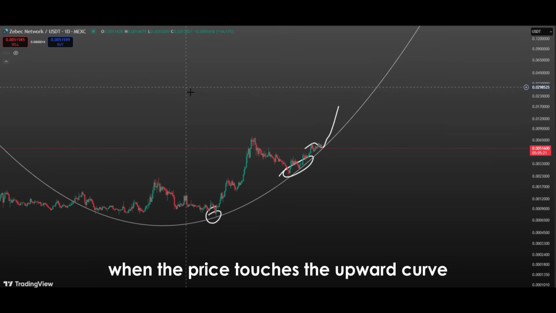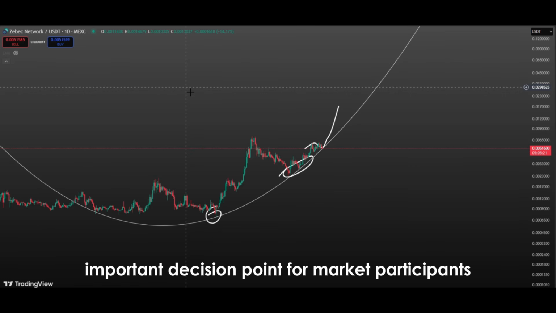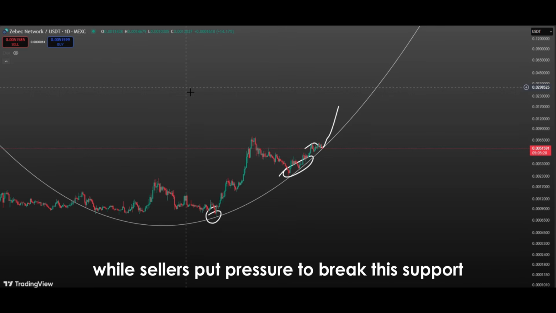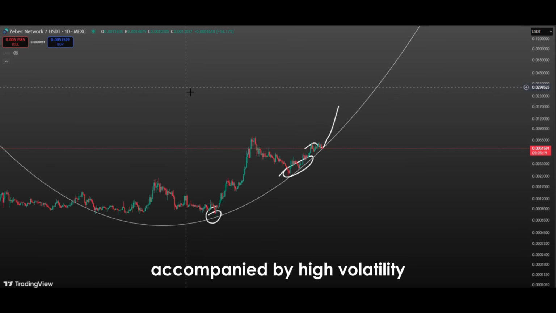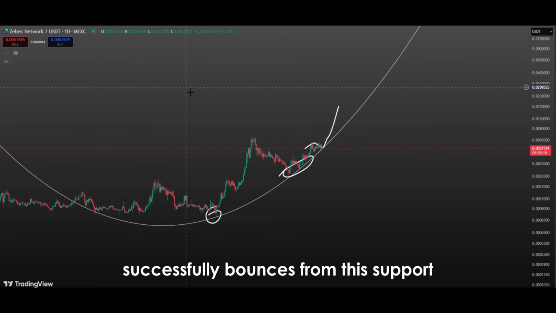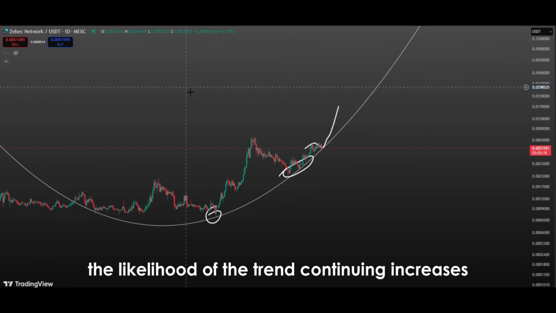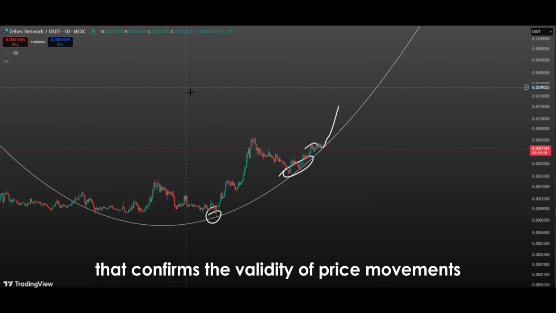This critical moment when the price touches the upward curve is also an important decision point for market participants. Buyers want the price to bounce and continue its upward movement from this level, while sellers put pressure to break this support. In technical analysis, such contact points are usually accompanied by high volatility and increased volume. If the price successfully bounces from this support and is supported by rising volume, the likelihood of the trend continuing increases. Volume is an important indicator that confirms the validity of price movements.